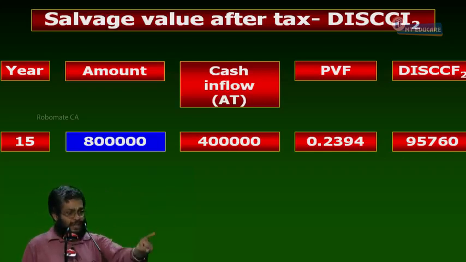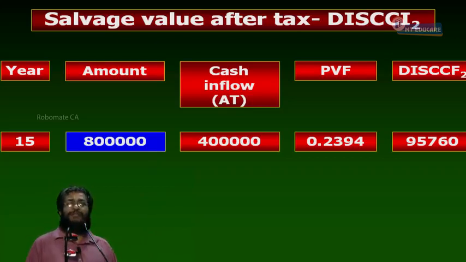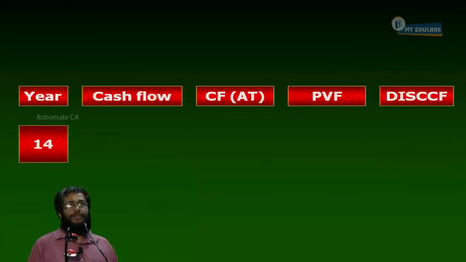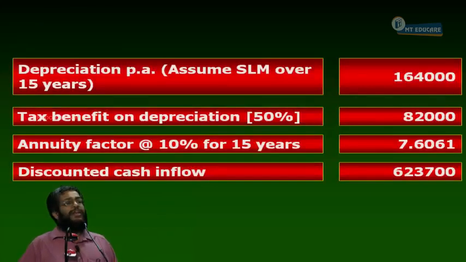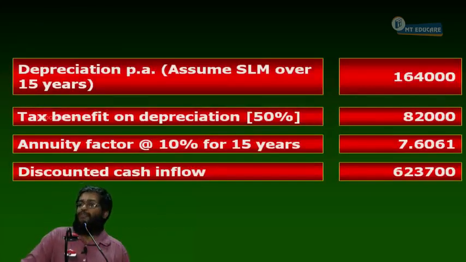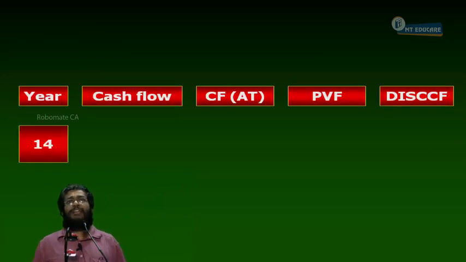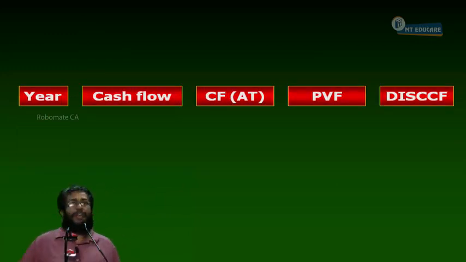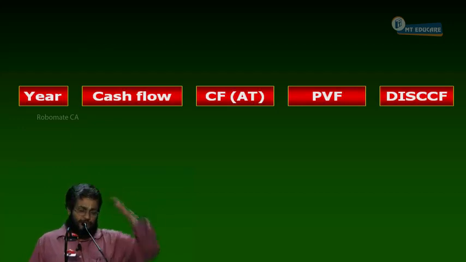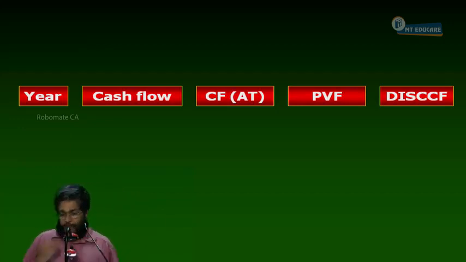Step 1 is what? Machines. Sorry, building cars. Step 2 is what? Depreciation, tax savings. Step 3 is what? Salvage value after tax. And one more thing is what? Repairs. Write down step 4, repair cost. Have the following 5 columns: year, cash flow, cash flow after tax, PVF, discounted cash flow.